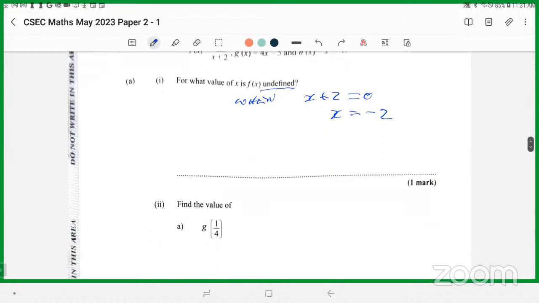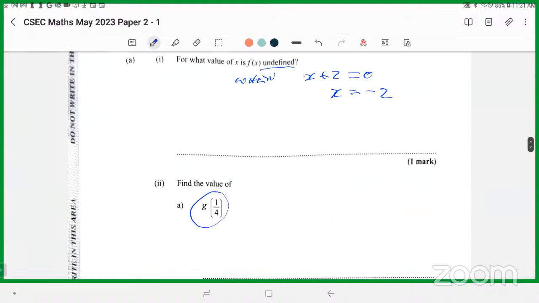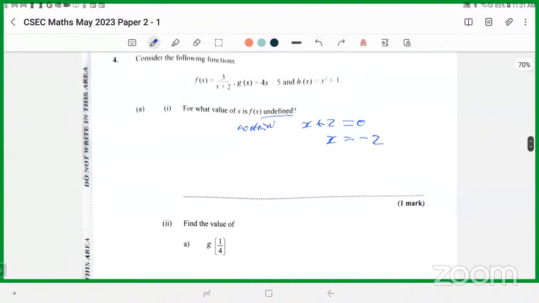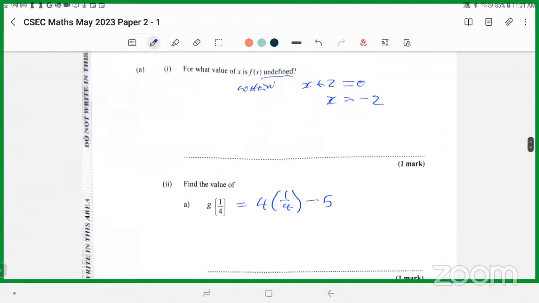Then we go to the next question, which is to find g of a quarter. So g of a quarter simply means that we're going to put the quarter in the g function and solve for it. So this becomes equal to 4 times a quarter minus 5. Hold on a second. All right. So 4 times a quarter is 1. Subtracting 5, 1 minus 5 is -4. Nice and easy, quick and fast.